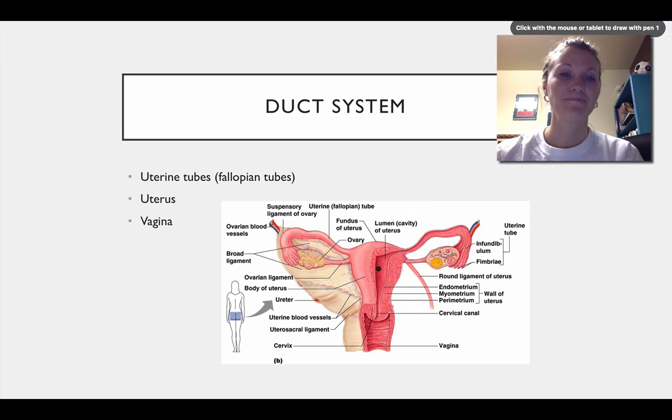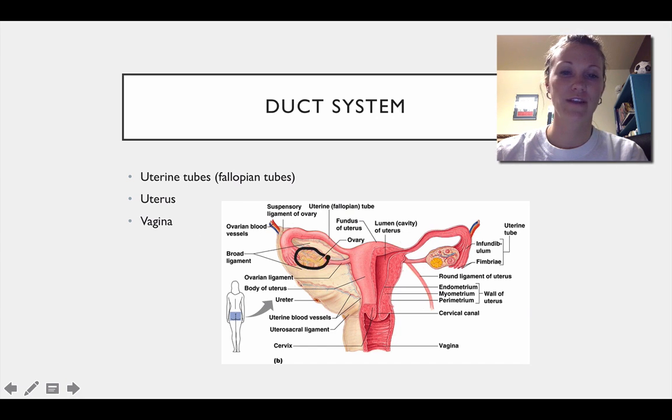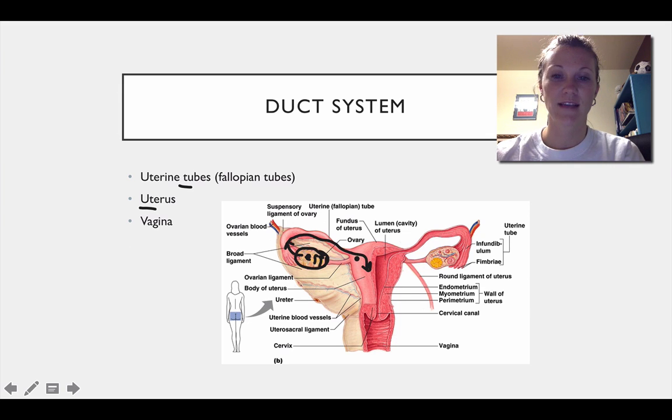So the duct system: after an egg is released, this is the ovary, where your eggs are stored. After an egg is released, it goes into the fallopian tubes, or uterine tubes, and travels down into the uterus. This is the body of the uterus. If fertilization occurs, the zygote will implant right there. If not, it will be expelled through the vagina, which is the last part of the duct system.